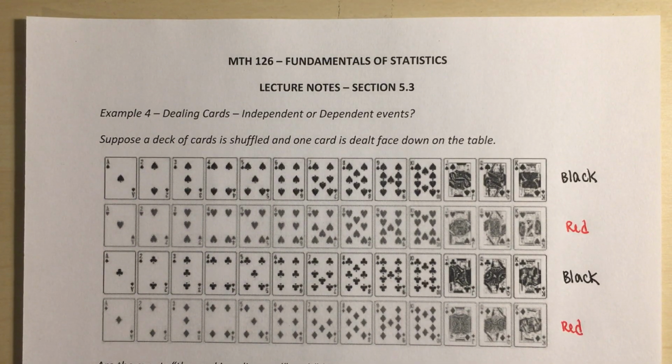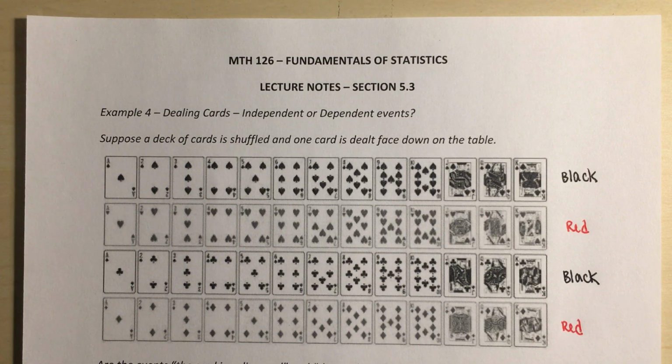Right. In example 4, what we're going to do is find some different probabilities. We're going to find the probability of an event happening and the probability of an event given that something has happened first, and then we're going to compare those to determine whether or not events are independent or dependent. Before we get to that, let's look at this picture.